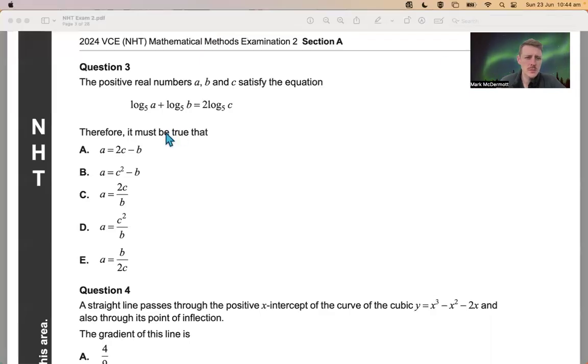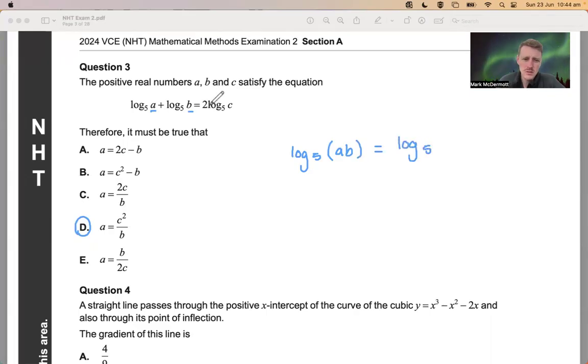So question 3: the positive real numbers A, B, and C satisfy the equation log base 5 of A plus log base 5 of B equals 2 log base 5 of C. It therefore must be true that. I think the answer is D. And this is why: if we apply the log laws, when you add logs, you can multiply what's inside. So on the left-hand side, we're going to get log base 5 of A times B, or AB. And that's going to equal a log base 5.